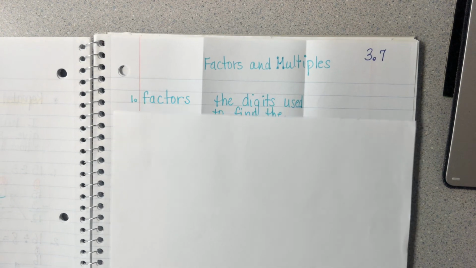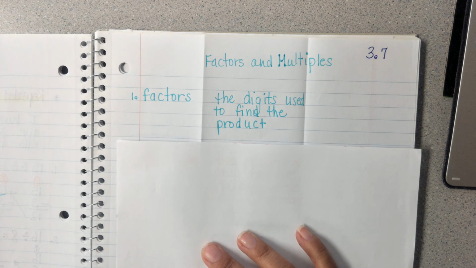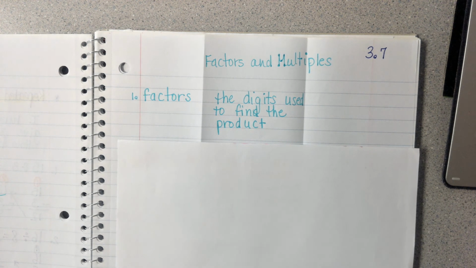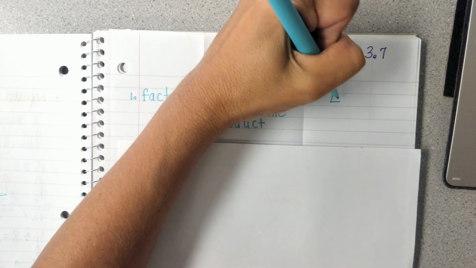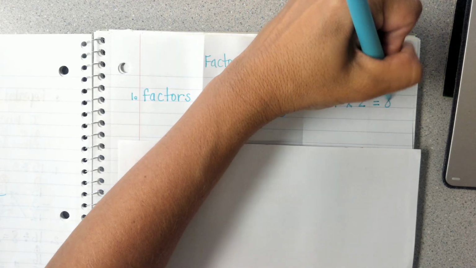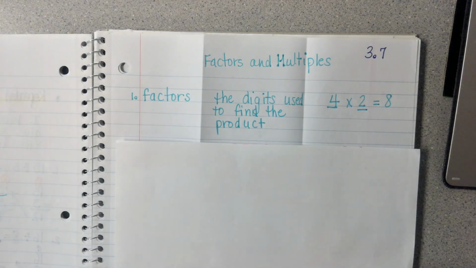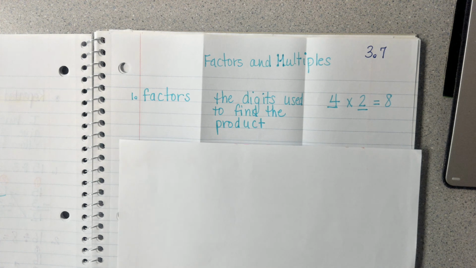Your first word is factors. They're the digits used to find the product. So, for instance, we've got 4 times 2 equals 8. These are the factors, and this is review.